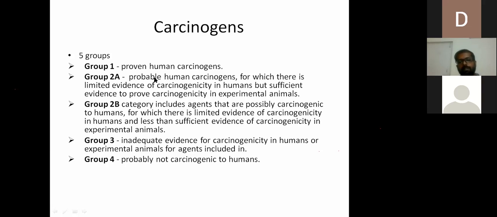probably carcinogenic. Probably means most of the time they are carcinogenic. Here, in 2B, they are possibly carcinogenic. Just make the difference. Possibly means occasionally, rarely, maybe, like that. Probably means mostly. Possibly means maybe. Carcinogenic for humans, with limited evidence in humans and less than sufficient evidence in animals. Group 3, you have inadequate evidence in humans. There is no proper evidence, but in both humans and animals there is only inadequate evidence. Group 4, they are probably not carcinogenic.